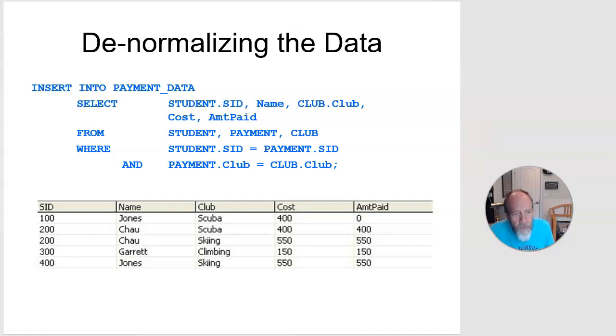There we go. And when you're done, you get this other table. This is really easy to tell if student Jones has paid his scuba cost. Jones, club scuba, cost $400, amount paid 0. However, Chow paid for his scuba because he's paid $400 and $400. Okay, that was denormalizing that table.